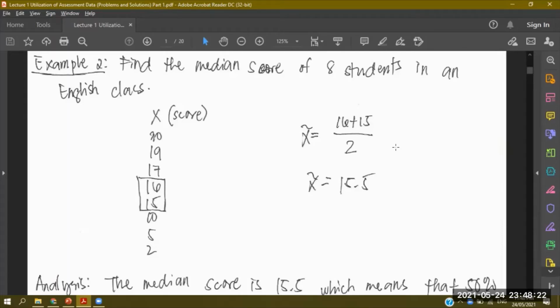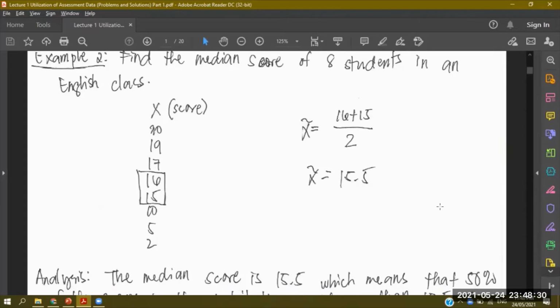Sir, can I write 16? Can I round it off? No. Please, as much as possible, do not round it off, because that could actually affect the value of our median score and of course our analysis.